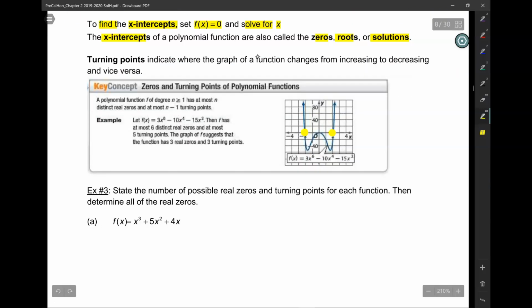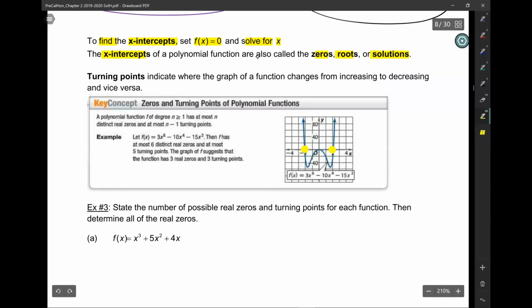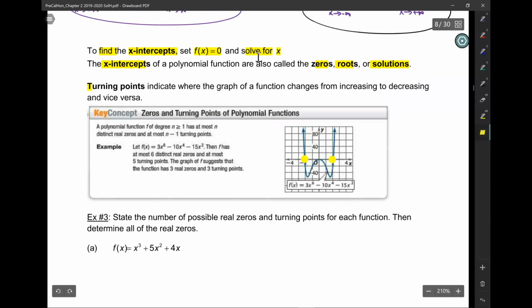Okay. So now, zeros and turning points. So what are turning points? Turning points indicate where the graph will do what, do you think? Turn around. Where the graph of a function changes from increasing to decreasing. So it's increasing and then it turns around. It's decreasing and then it turns around. So here, where is the graph turning around? In that little part right there. Okay, so there is a turning point right there, and there is a turning point right there, and then there is a turning point right there.